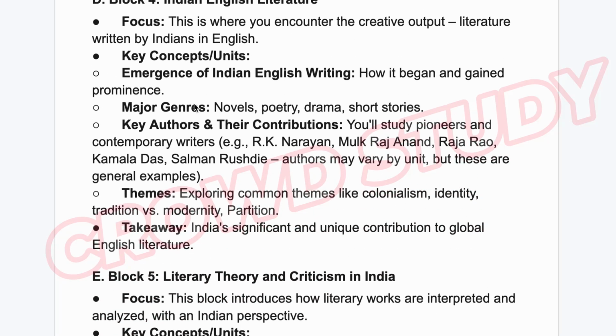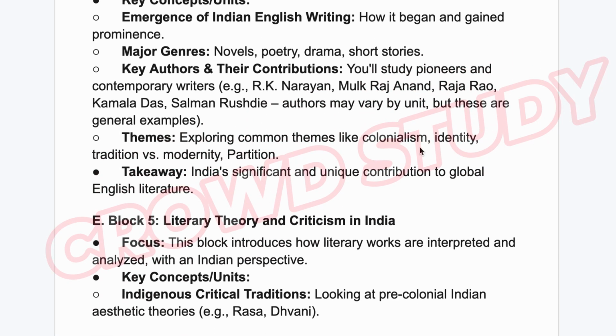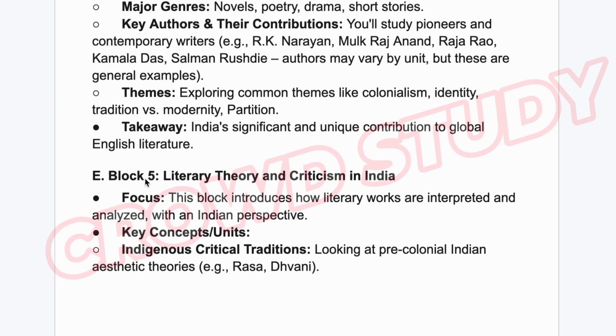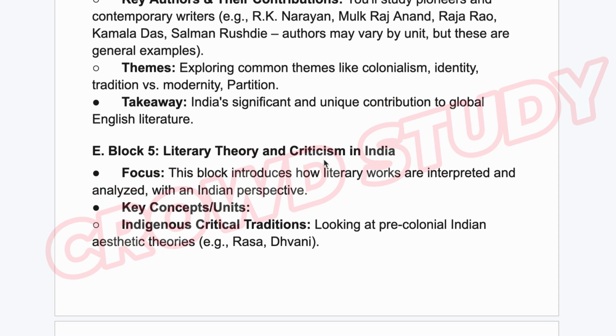The themes in this block: exploring common themes like colonialism, identity, traditions versus modernity, and partition. India's significant and unique contributions to global English literature. Block number 5, literary theory and criticism in India.